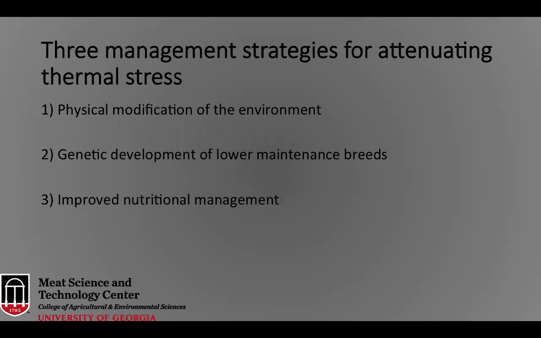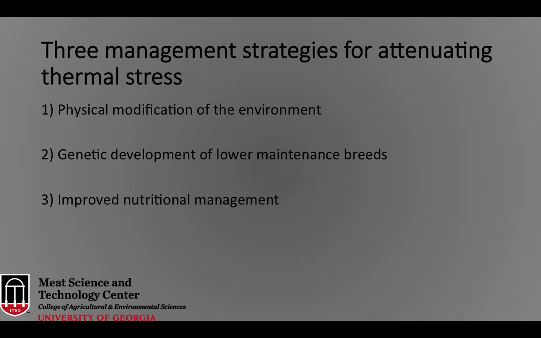So talking about the three management strategies for attenuating thermal stress, we have physical modification of the environment, that being anything between shades, sprinklers, fans, but today we are going to be mainly looking at shade. We also have genetic development of lower maintenance breeds, mainly those zebu breeds such as the American Brahman, but we also see research being done on some Bos taurus breeds such as the Tuli or the Romosinuano. And also, there are people using improved nutritional management, that being when to feed, what to feed, and so on and so forth.